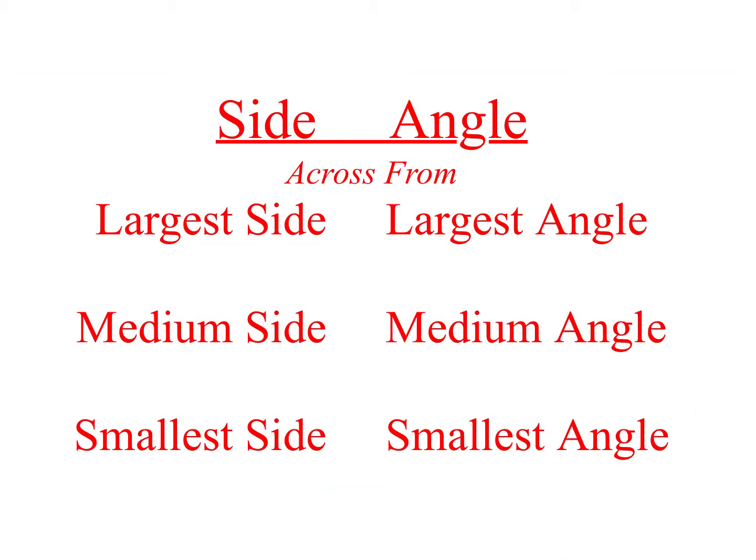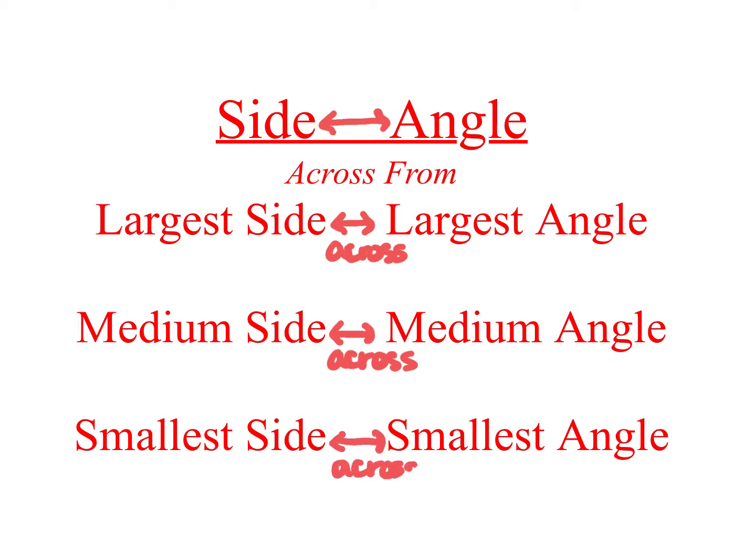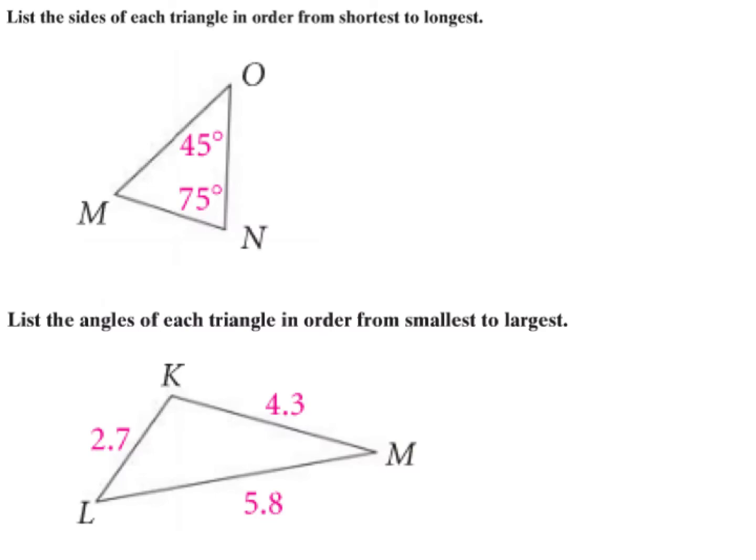Now we can generalize this to say that the largest side and the largest angle are across from each other. The medium side and the medium angle are across from each other. And the smallest side and the smallest angle are also across from each other, which will allow us to make different conclusions about how the sides and angles are related to each other.